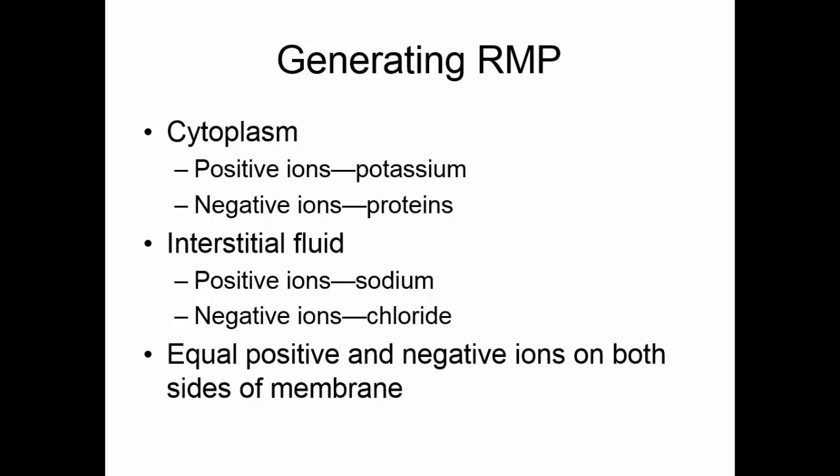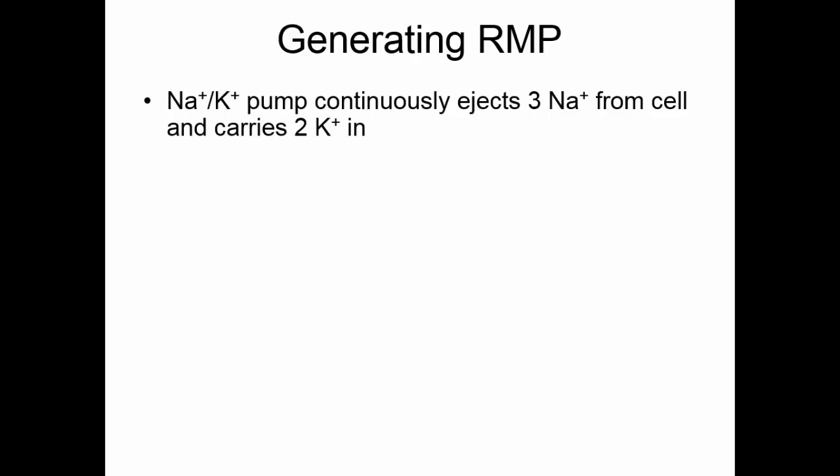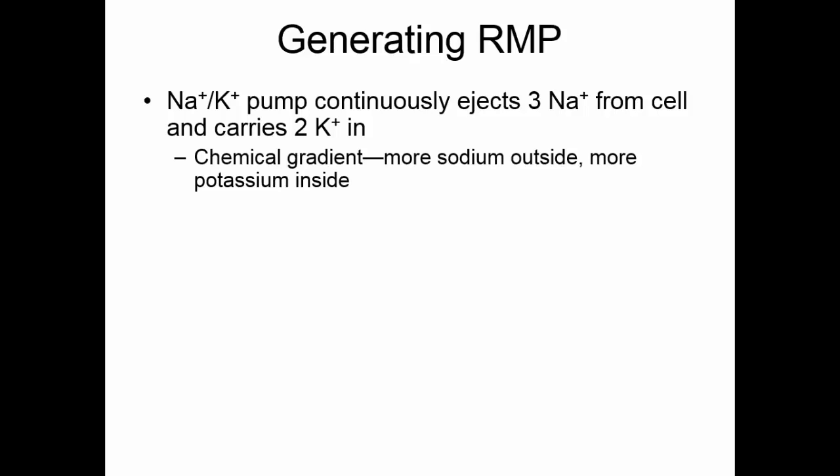We have to have equal positive and negative charges on both sides of the membrane. So we have that equality of charge, but we have different chemicals. The sodium and potassium pump continuously throws out 3 sodium ions from inside the cell and carries 2 potassium ions in. So we are constantly pumping sodium out and pumping potassium in. But we pump a little more sodium out than we pump potassium in. This is what gives us that chemical gradient, the fact that there's more sodium outside and more potassium inside.